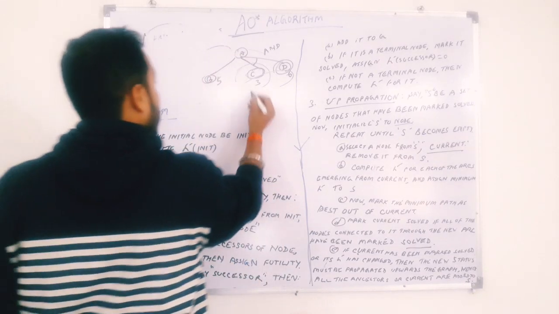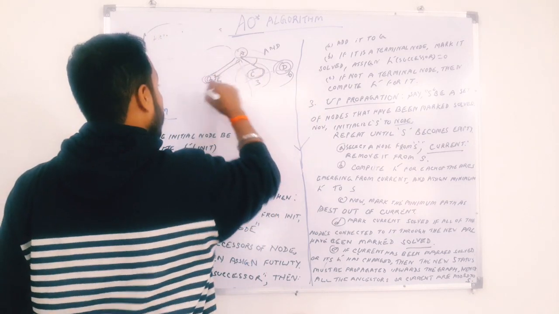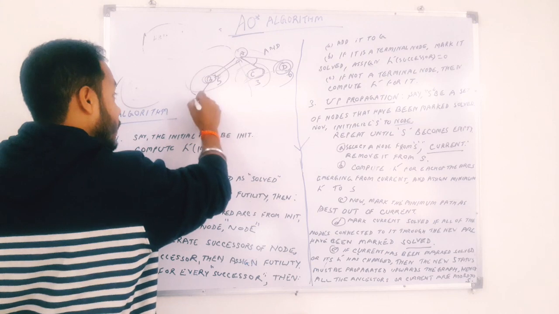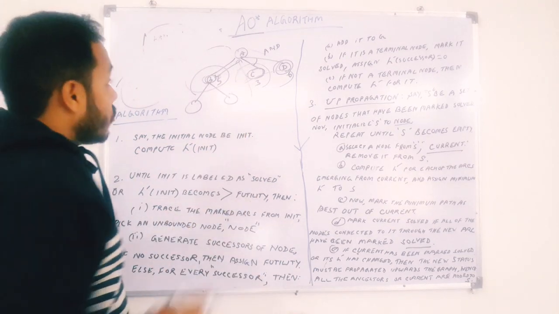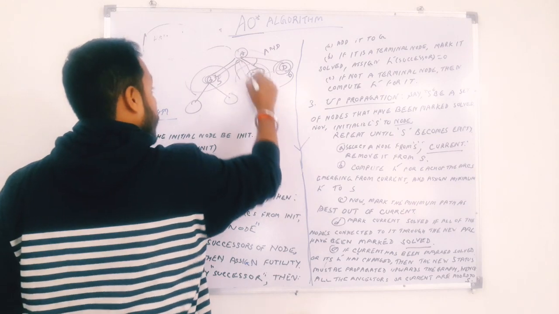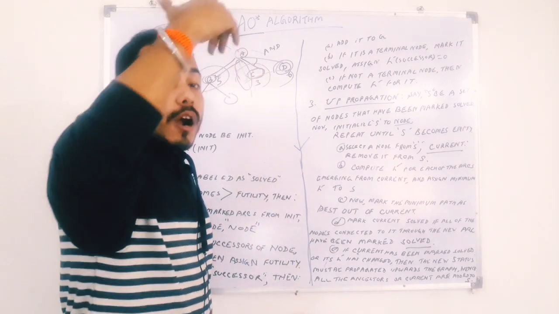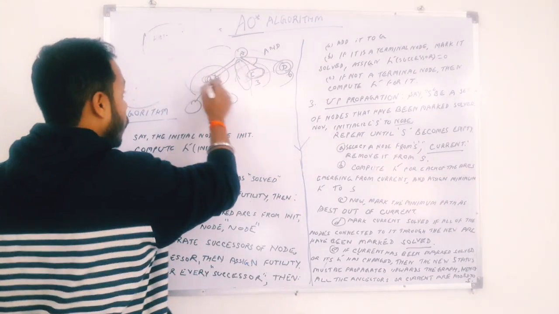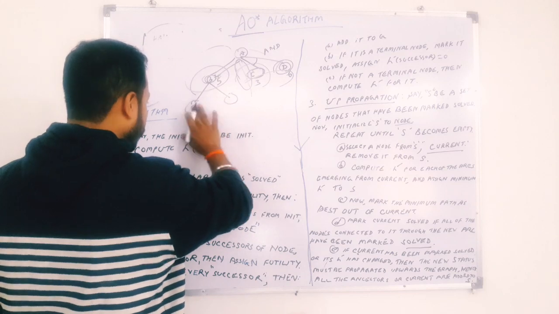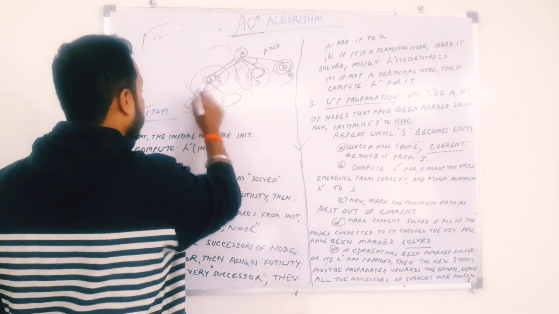So again we come back to A and pick B and generate its successors. One important thing involved in the AO star algorithm is that we move upward for backtracking. We move upward to select one node that has a lower value.